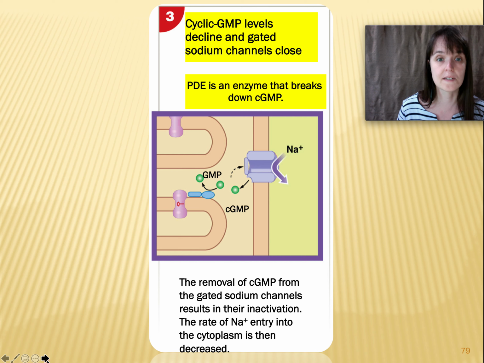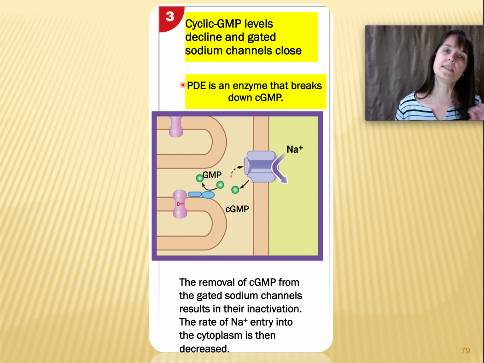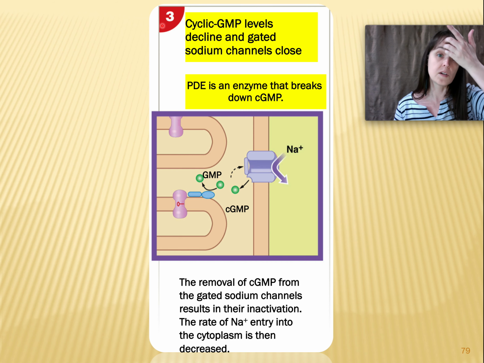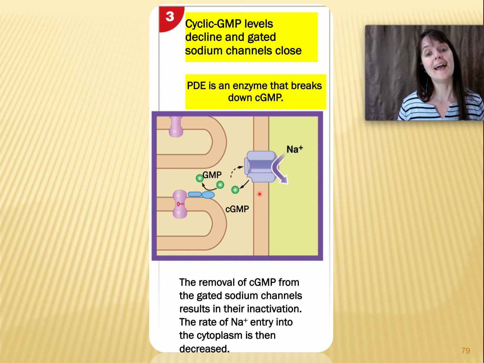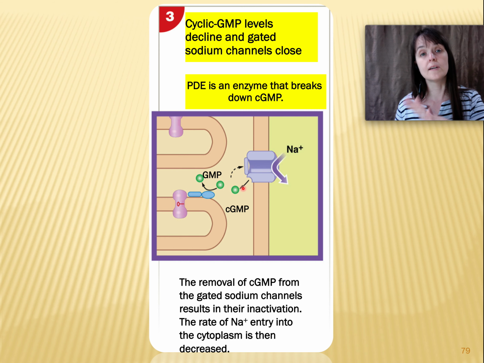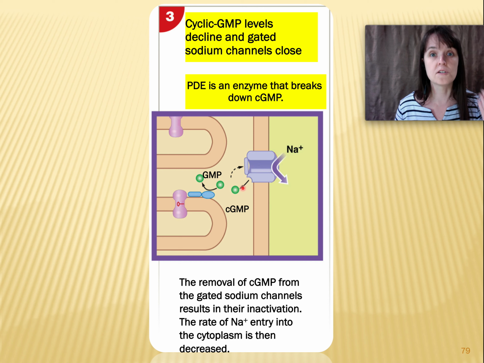Next, what the heck does a PDE do? The PDE is an enzyme that breaks down the cyclic GMP. So number 3, the cyclic GMP levels decline, and the gated sodium channels close because we no longer have the cyclic GMP holding them open. The PDE has broken it down from cyclic GMP to regular GMP, and regular GMP does not hold the sodium ion channels open. Only cyclic GMP can do that because in biochemistry, it's all about shape, and we've changed the shape.